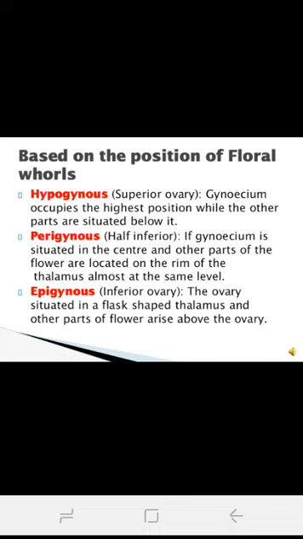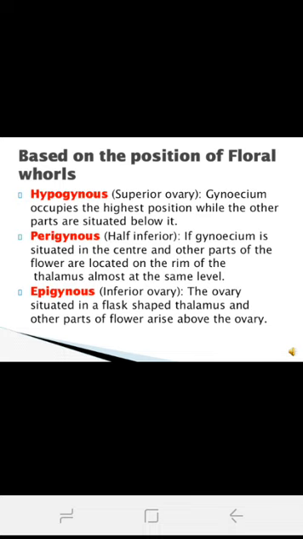Then based on the position of floral whorls, the flowers are again classified into three types: hypogynous, perigynous and epigynous. That is actually the position of the ovary or gynoecium that is considered here. If the gynoecium is at the top, you can call it superior ovary, and all other floral whorls like sepals, petals, stamens arise below the gynoecium, you call it hypogynous. And if the gynoecium position is at the lowermost part, that is inferior, and all floral whorls arise above the ovary, you can call it epigynous.